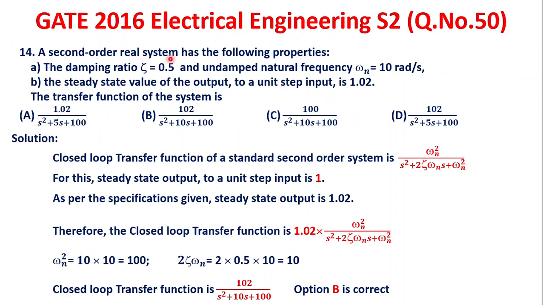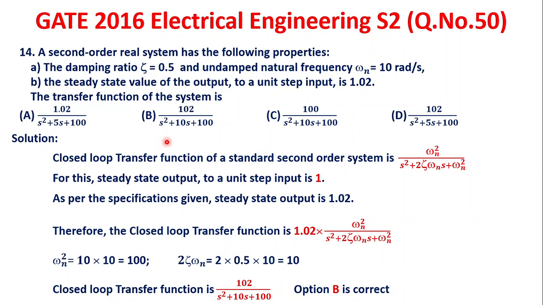So next they have asked a question from GATE 2016 Electrical Engineering. A second order real system has the following properties: damping ratio, omega n, and steady state value to a unit step input is 1.02. What is the transfer function of the system? They are asking what is the transfer function of the system.